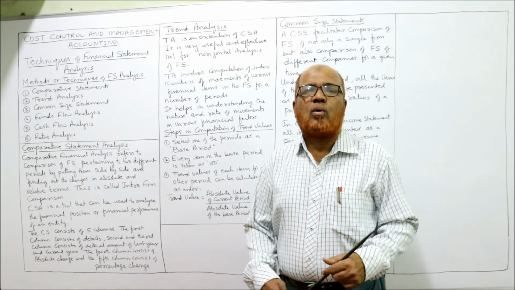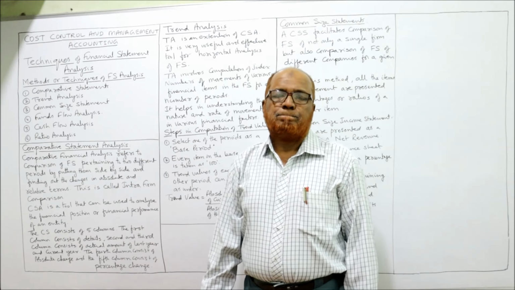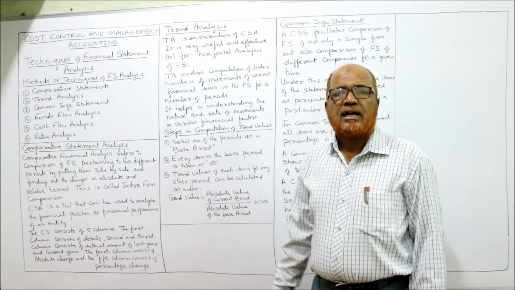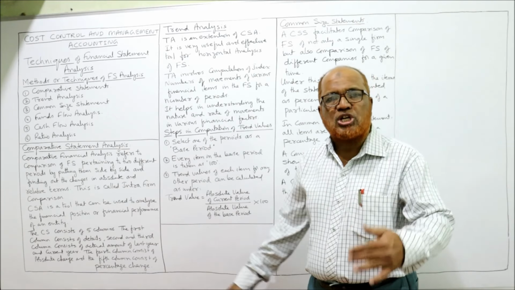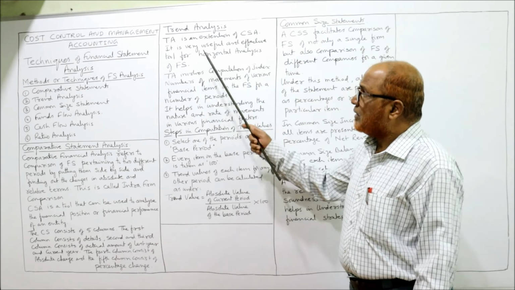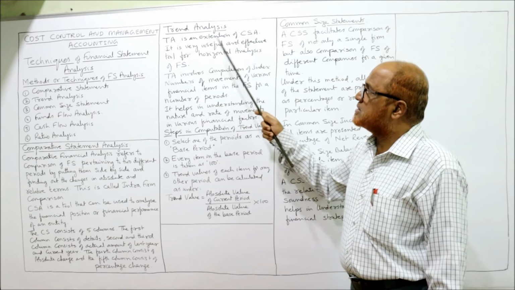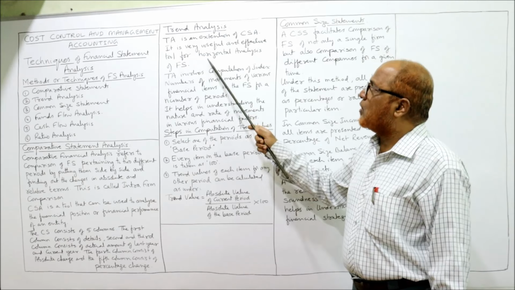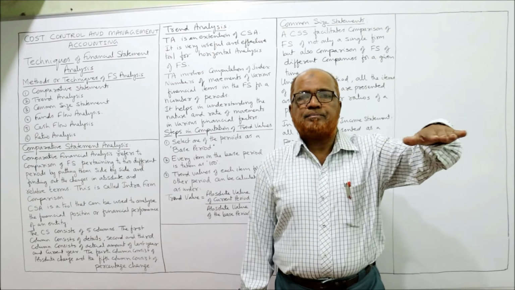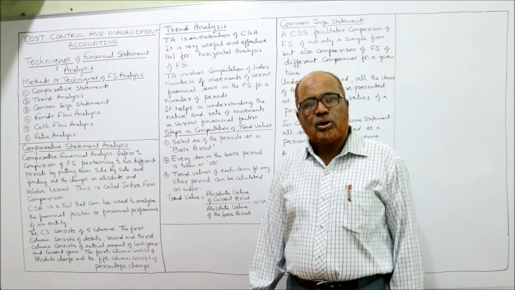Now we want to find out what are the changes during the five-year period. These changes over a period of time, we apply trend analysis. Trend analysis is an extension of comparative statement analysis. It is a very useful and effective tool for horizontal analysis of financial statements. Horizontal means comparing more than two years.